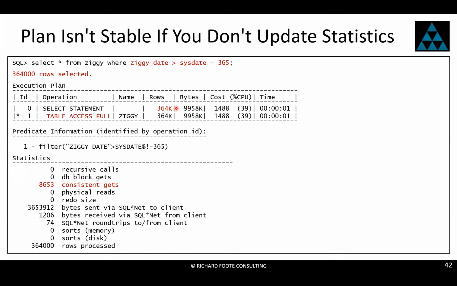And Oracle's saying, well, that's going to be about 360,000 rows. And that is way, way too expensive to use an index, which is great. I actually want to do a full table scan. This is too great a percentage of my data, a year's worth of data. I do not want to use an index to do this.